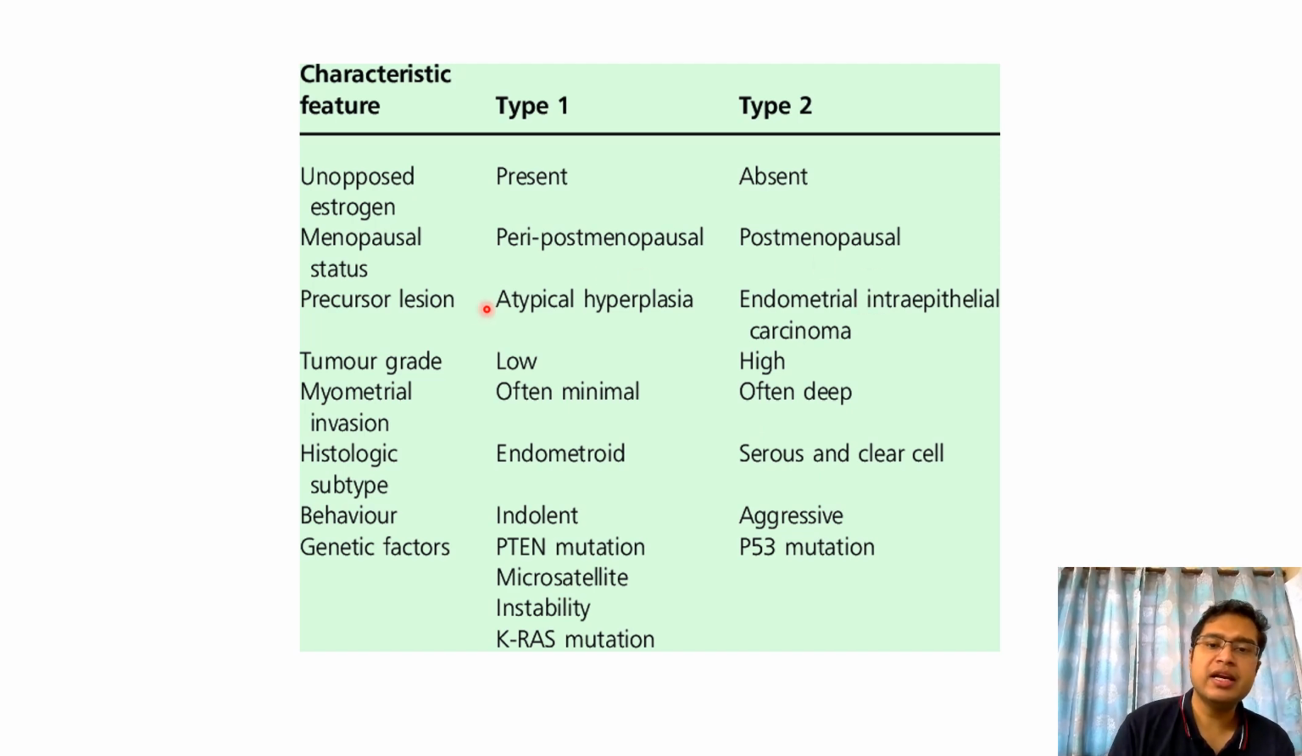Type 1 occurs at a younger age group than type 2 endometrial carcinoma. And type 2 endometrial carcinoma, the precursor is not hyperplasia, rather it is endometrial intraepithelial carcinoma.